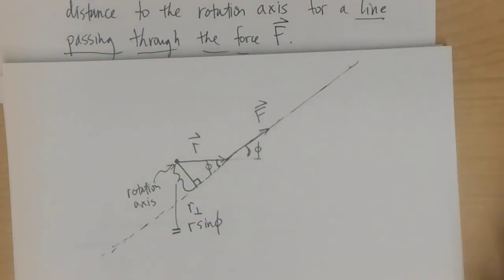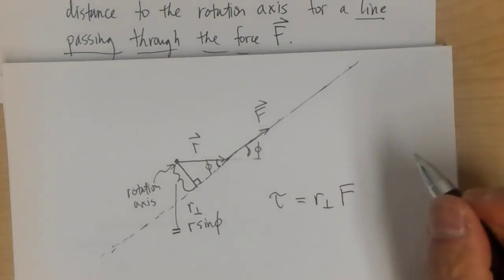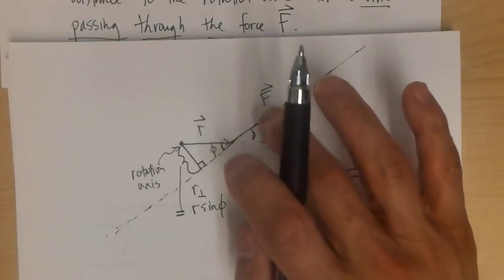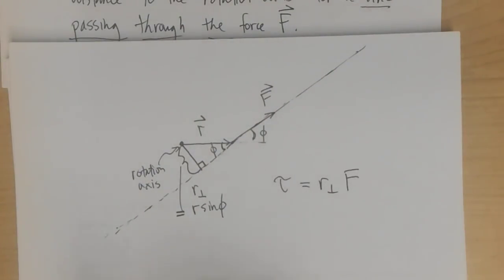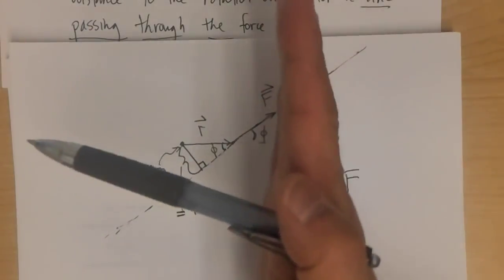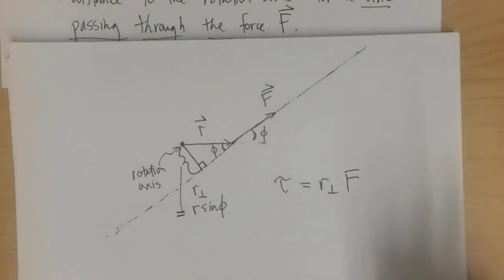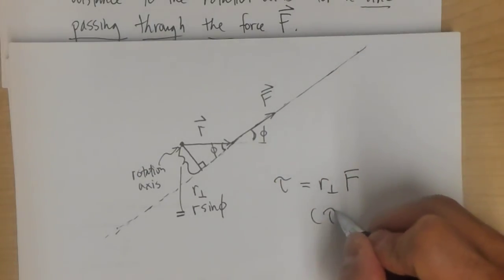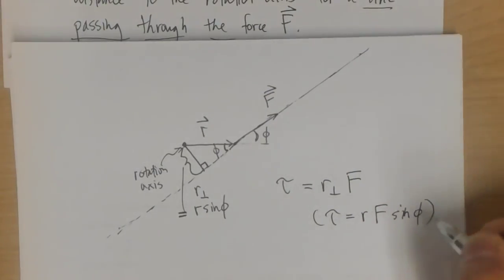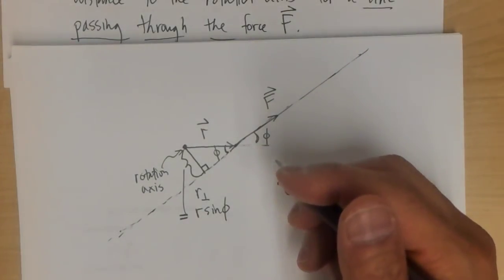So we can write the torque as r perpendicular times F. In some cases, this will be an easy way to do the calculation. It's especially easy when the force is either horizontal or vertical. You may find that doing calculations this way is faster than using the other formula, r F sine of phi. Both expressions are fine.